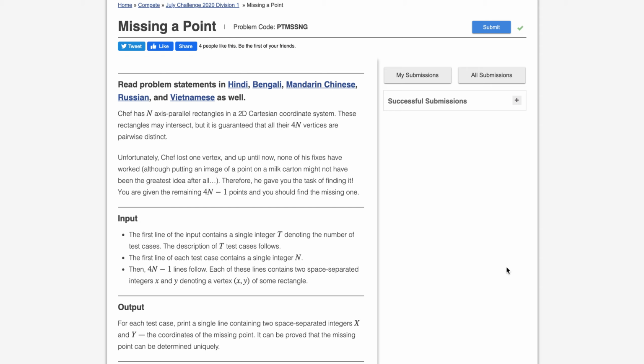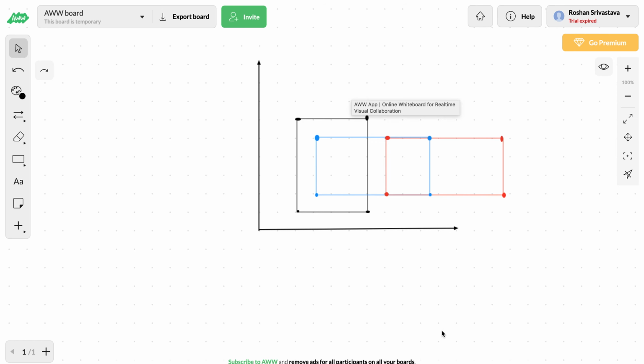It is also given that the rectangles may intersect, but there is one more guarantee, that all of their vertices are pairwise distinct. So basically, out of these 4n vertices, there is one vertex which is missing, and we have to find that particular missing vertex, I mean the coordinates of the missing vertex.